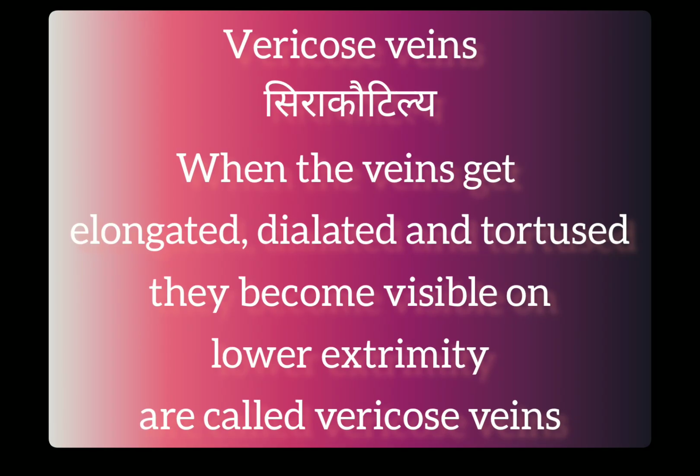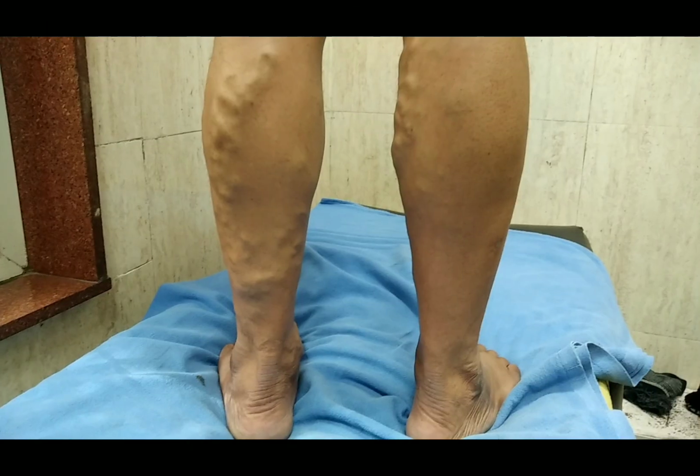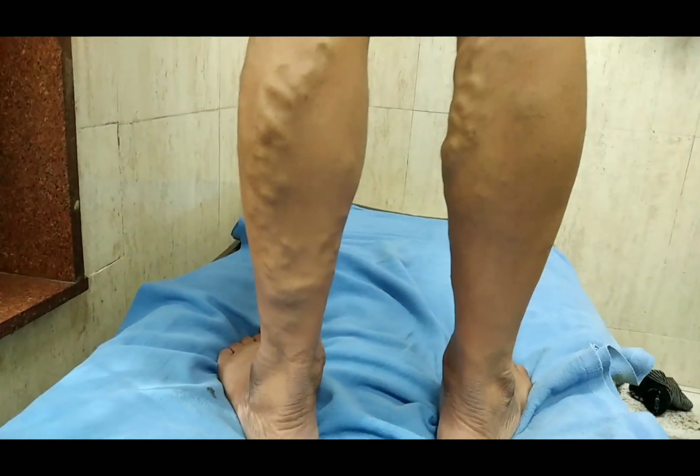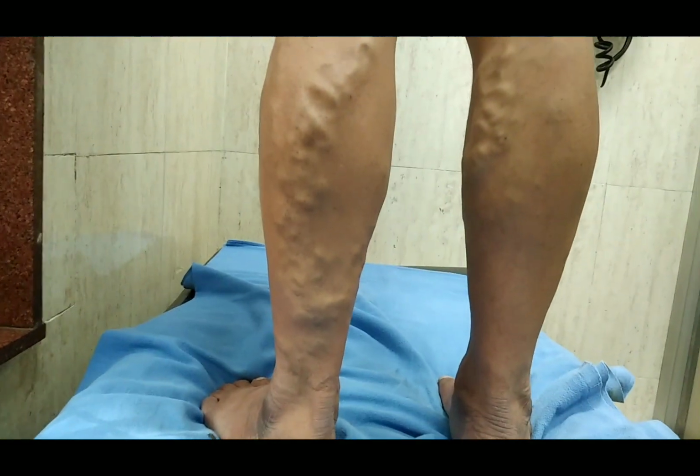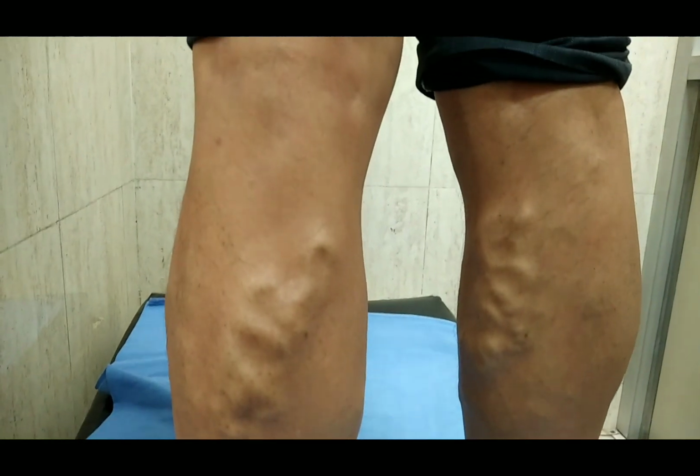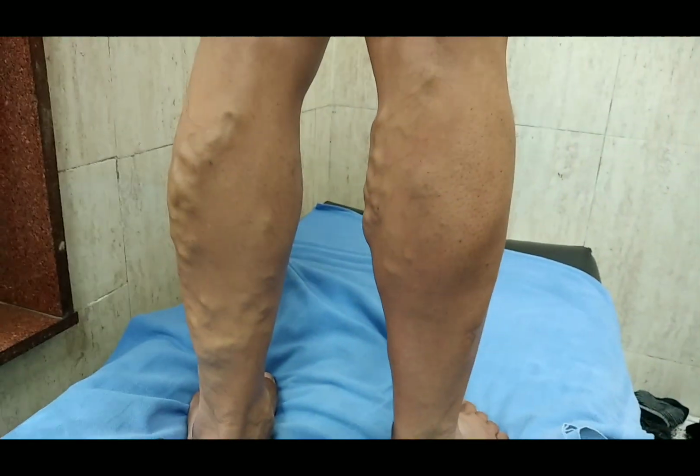Hello friends, today in this session we are discussing about the varicose veins and varicosity. Varicosity is in Ayurveda called as Sira Kautilya, and in this video there is a small presentation of a patient with complaints of dilated and tortuous veins over the lower extremity, and this was the patient who visited the OPD for the treatment.